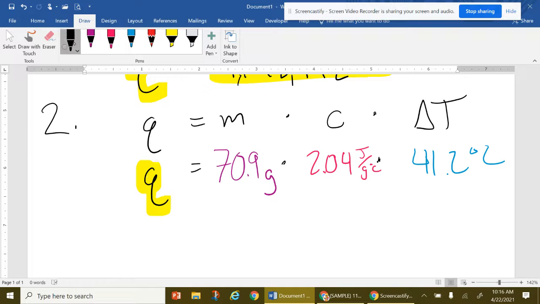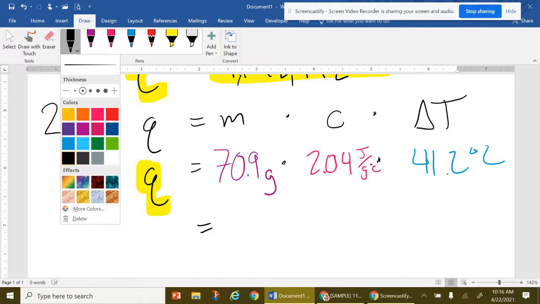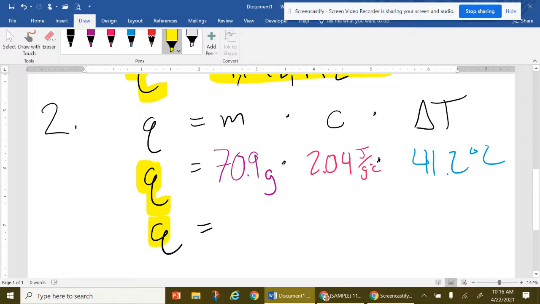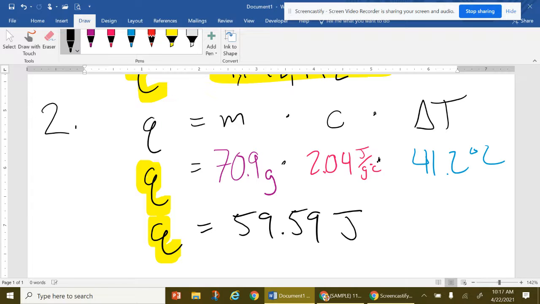And once again, folks, I'm just going to multiply all of this stuff together, all right? To find the energy in joules, it is going to be 70.9 times 2.04 times 41.2. And I get as my answer 59.59 joules. This is a much smaller number. Oh, sorry, not 59.59, 59.59, all right?